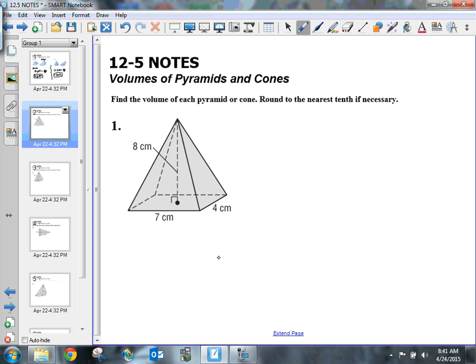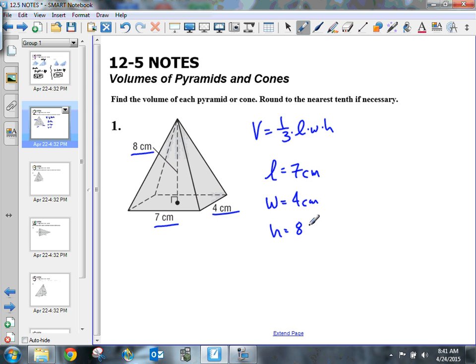Okay, so let's take a look at the problems here real quick. Number 1, we've got a rectangular pyramid. My volume formula is 1/3 times the length times the width times the height. I need to identify what all those components are. My length, I'll label as 7 centimeters. My width is equal to 4 centimeters. And my height of the pyramid is 8.